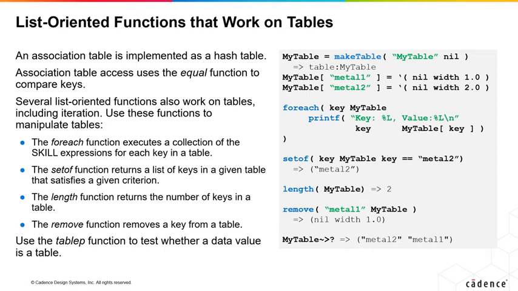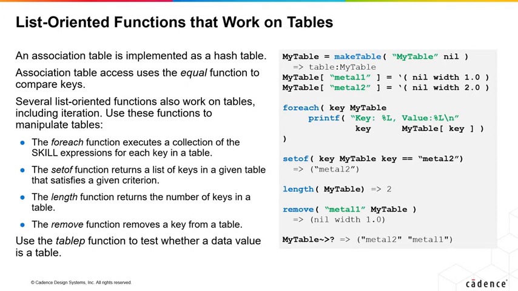Next would be setof. Setof would allow you to filter and find what keys are in the table based on your condition. Here in the example, we're just checking whether we have a key whose value is the string "metal2". The length function, if we need to know how long a table is, say we've collected data into a table, we can just use length.